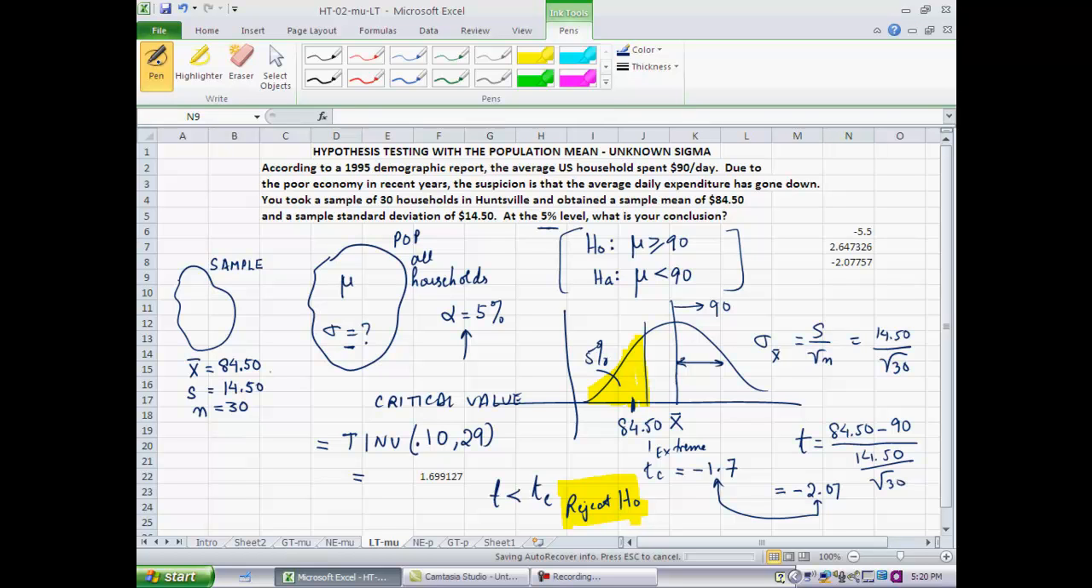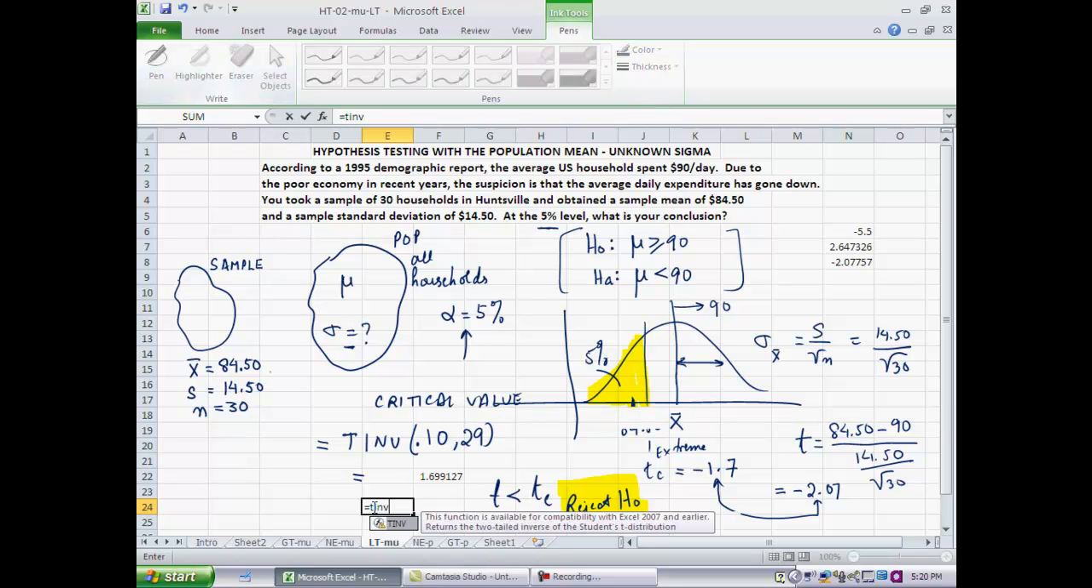Now, what if I were only willing to accept a 1% chance of making the wrong call, making a type 1 error? Then, of course, my critical value would be something else altogether. So my critical value would be T inverse of 0.02, because now the left side area is no longer 5%, it's 1%. Okay, so I put in a T inverse of 0.02 since it needs two tails. I still have 29 degrees of freedom. So I end up with a critical value of 2.46, which is what I would expect.